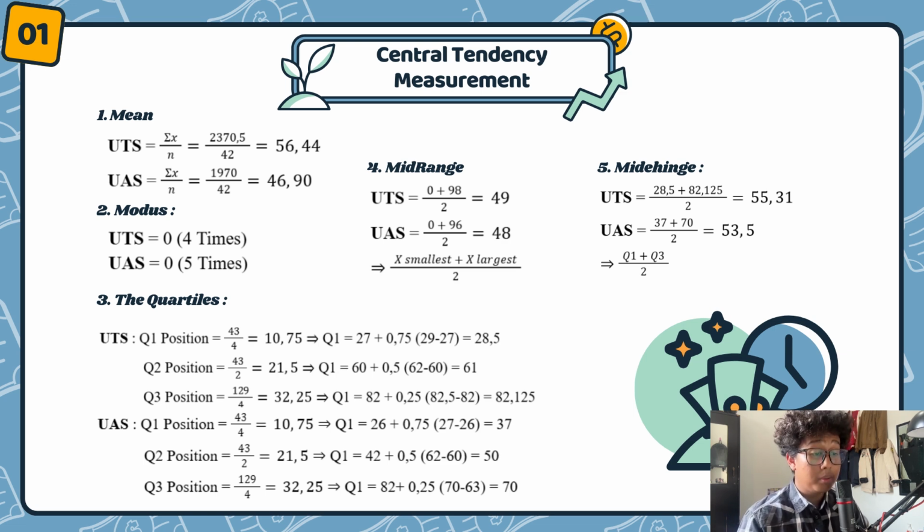So for example, for the midterm Q1, we have it at 10.75. So we then have to search for the 10th data, which is 27, and then use the decimal value, which is 0.75, to multiply it using the subtraction of the 11th data and the 10th data, which is 27.